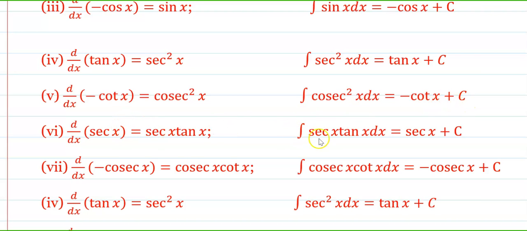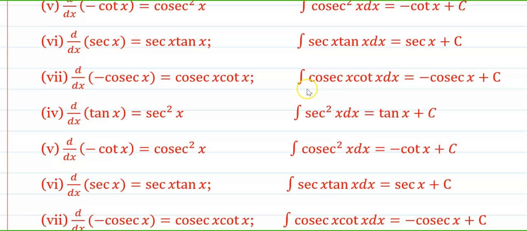Next, suppose that I want to find the integral of sec x into tan x. Again I will ask the question, which is the function whose derivative is sec x into tan x? The derivative of sec x is sec x into tan x, and hence the integral of sec x into tan x is sec x. Next, suppose that I want to find the integral of cosec x into cot x. Which is the function whose derivative is cosec x into cot x? That is nothing but minus cosec x, and hence the integral of cosec x into cot x is minus cosec x.